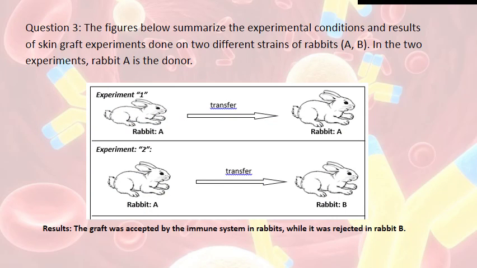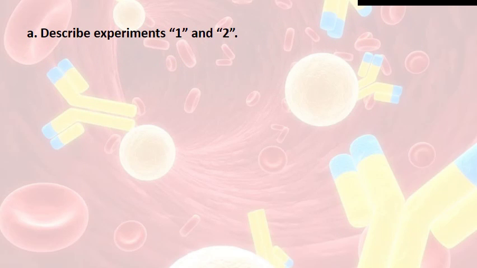I will read question 3 before I ask anyone. Question 3: the figures below summarize the experimental conditions and results of skin graft experiments done on 2 different strains of rabbits A and B. In the 2 experiments, rabbit A is the donor. The result: the graft is only accepted in A. Okay. Describe experiments 1 and 2.